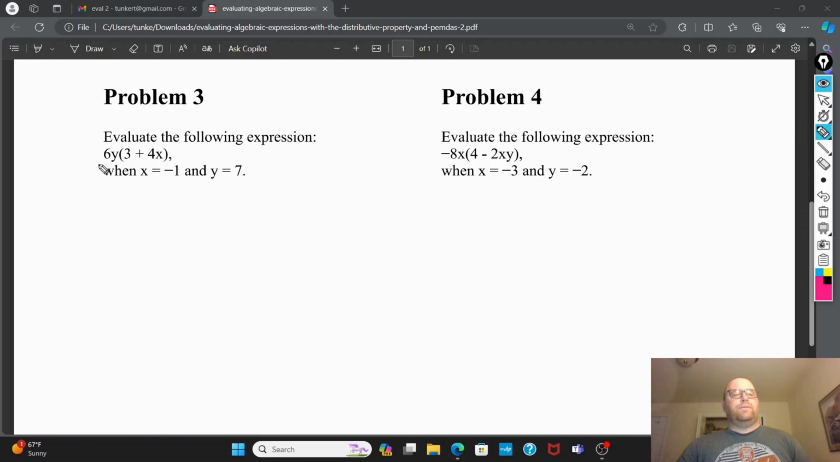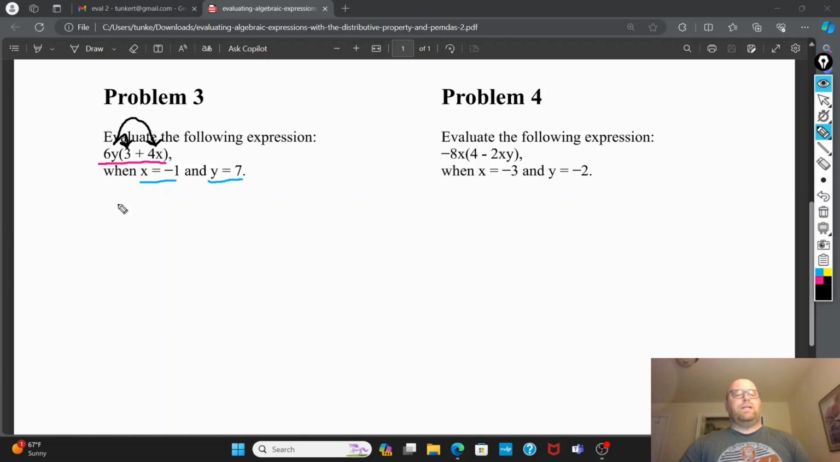Okay, so this one, number 3, we're evaluating 6y times the quantity 3 plus 4x, where x is equal to negative 1 and y is equal to 7. Okay, so we're going to do the distributive property first. We're going to take 6y and multiply it by 3. Keep the addition here and do 6y times 4x, and then we'll plug in.